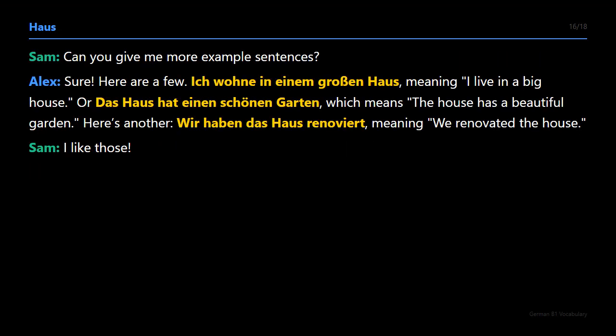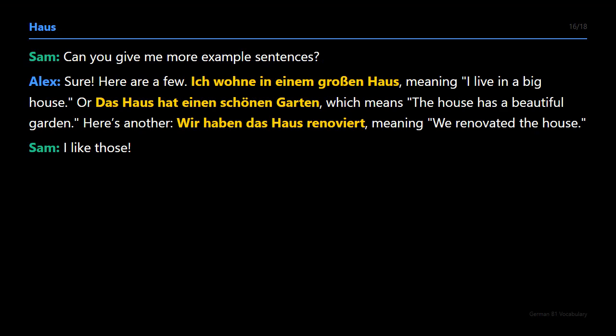Can you give me more example sentences? Sure. Here are a few. Ich wohne in einem großen Haus, meaning I live in a big house. Or, Das Haus hat einen schönen Garten, which means the house has a beautiful garden. Here's another. Wir haben das Haus renoviert, meaning we renovated the house.